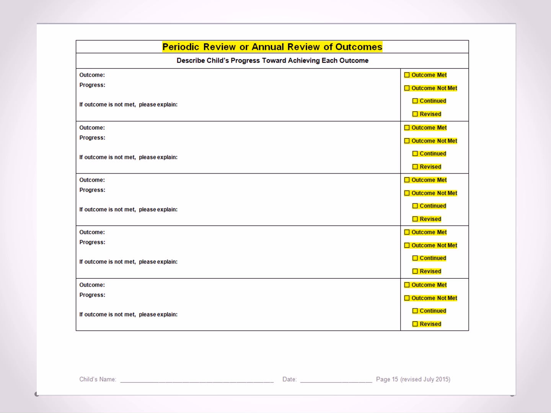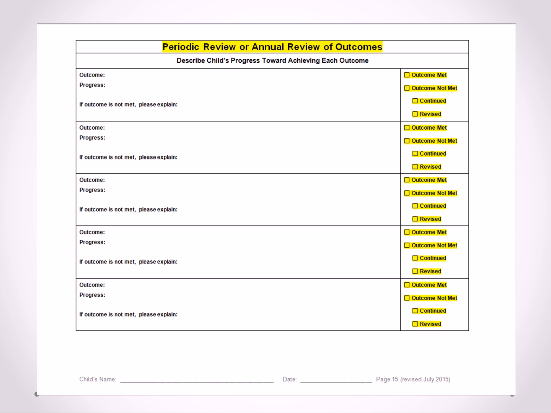Then you're going to note the outcome, the wording from the outcome. Then you're going to note the progress, just a brief description, a narrative of the progress that's been made towards that outcome. Then in the right column, you're going to check either outcome met or outcome not met. If the outcome is not met, you can check not met, and then in the narrative where it says if outcome is not met, please explain, you can say the child didn't meet this outcome and we're not continuing with it. It's no longer a priority of the family. Just a description of why the outcome was not met and you aren't choosing to continue it.